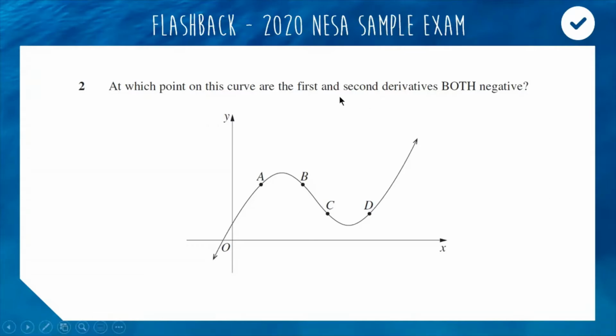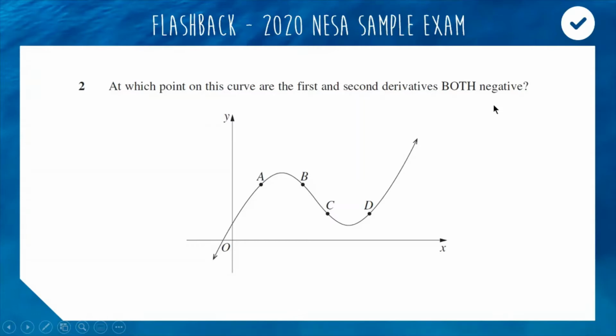Okay, so if the first derivative is negative, it tells you that your function is decreasing. So straight away, it can't be A or D because it is increasing at these 2 points. They have positive gradients. So it has to be B or C. So which one of these two has a second derivative being negative?